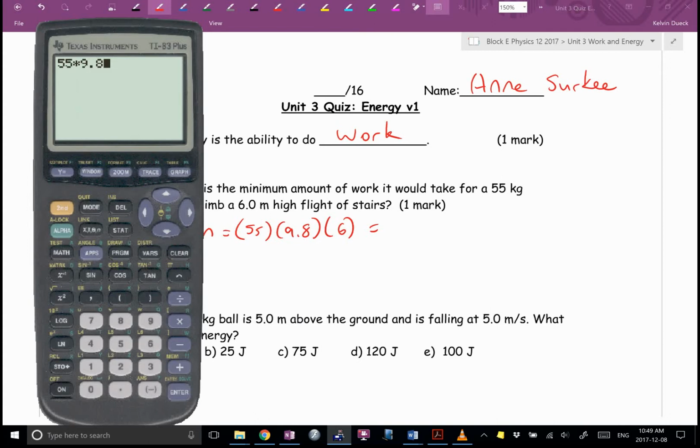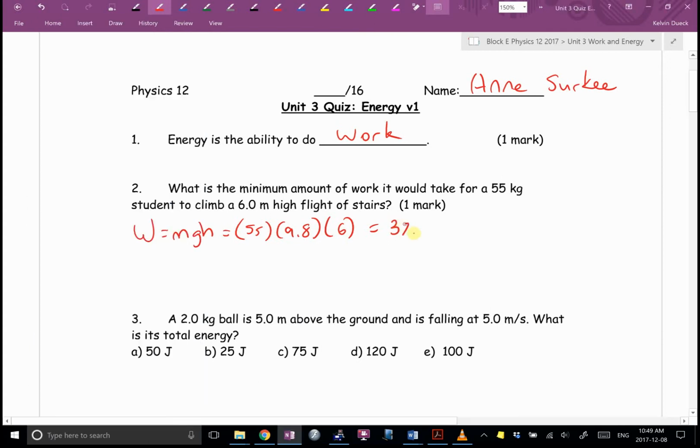Times 9.8 times 6. You get 3,230. I'll go to 3 sig figs. 3230 joules, 1 mark. That one's kind of an all or nothing.